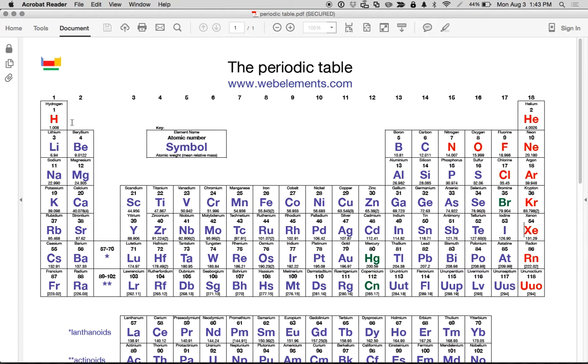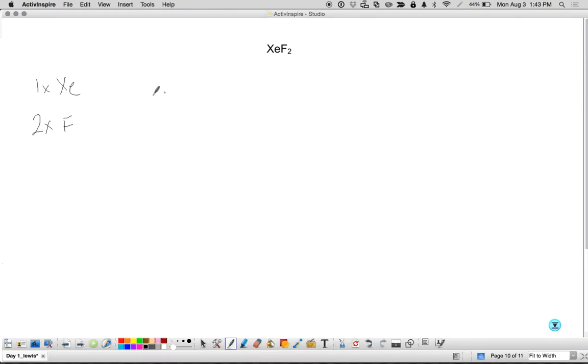And xenon has 8 valence electrons. So that's 8. And I've got 2 fluorines, which by now I know have 7, so that's a total of 14, for a grand total of 22 valence electrons. Okay, so which one do I put in the middle? Well, there's no carbon, so I have to use the least electronegative, and fluorine's the most electronegative, so it's going to be xenon.